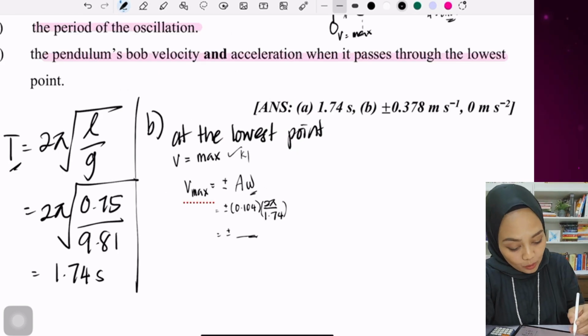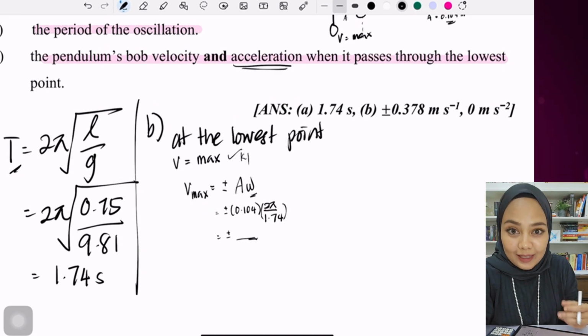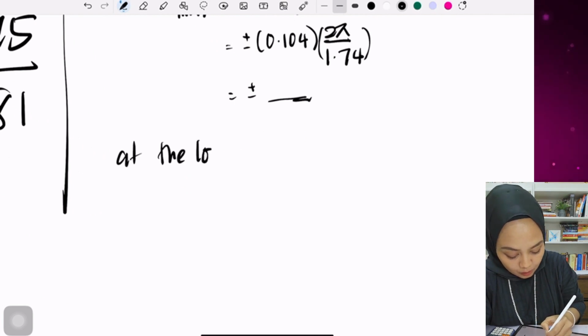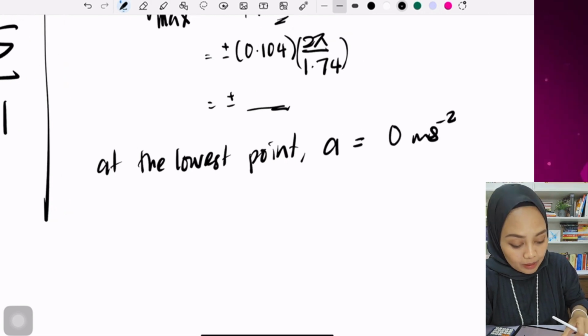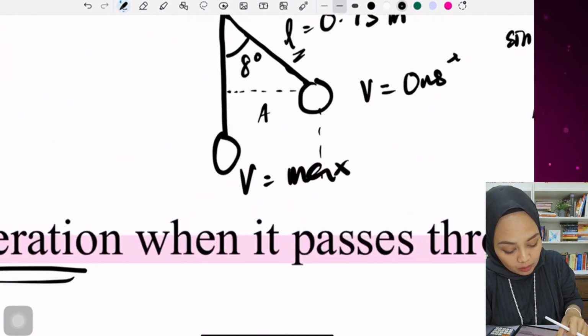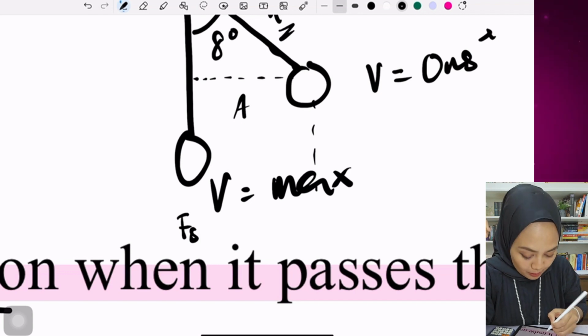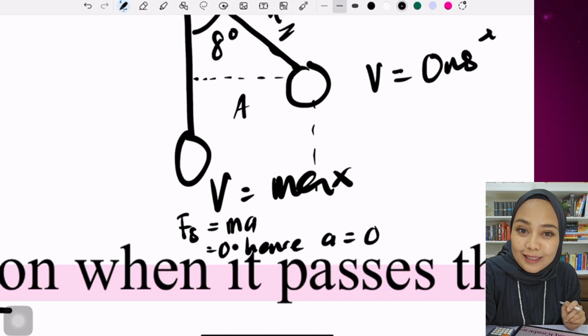Okay? And the last question, dia kata, dia suruh kita cari acceleration. And this is also another hidden information. We can see that at the lowest point, acceleration equals 0 meter per second squared because it is always based on the restoring force. Restoring force is always 0 at equilibrium. So since restoring force equals mA, if the restoring force equals 0, hence the A is also equal to 0.